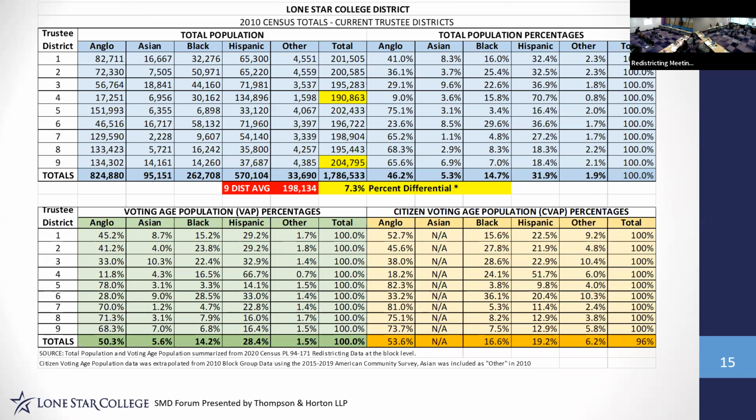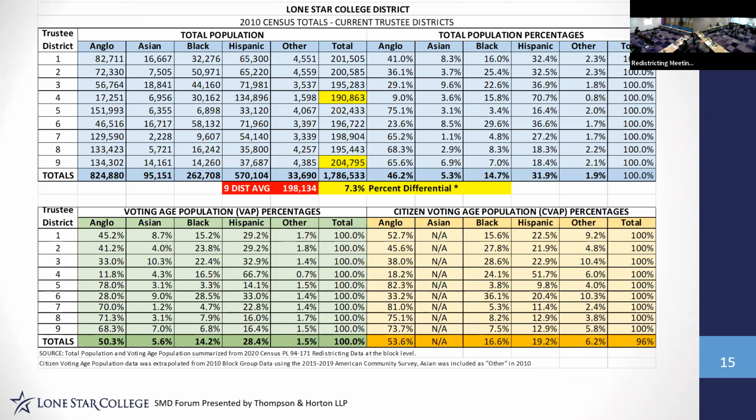So you see in 2010, the total population for Lone Star College District was about 1.8 million persons, which is an average of almost 200,000 persons per district. And you can see the balance there. Most districts were right around 200,000. Your smallest district was District 4 at 190,000. The largest district was District 9. And that difference was 7.3%. So that's the work that they did to get it within tolerance back in 2013.